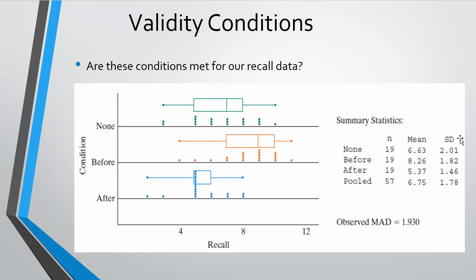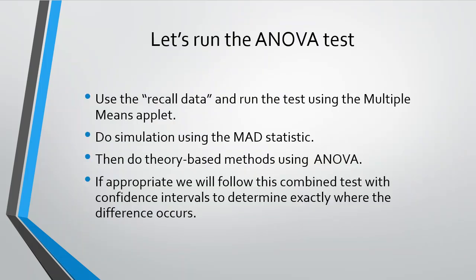The second condition is on the variation. The standard deviations are 2, 1.8, and 1.4. The biggest one and the smallest one, if you double the smallest one, that's more than the biggest one. So this is fine. The standard deviations are all close to each other.